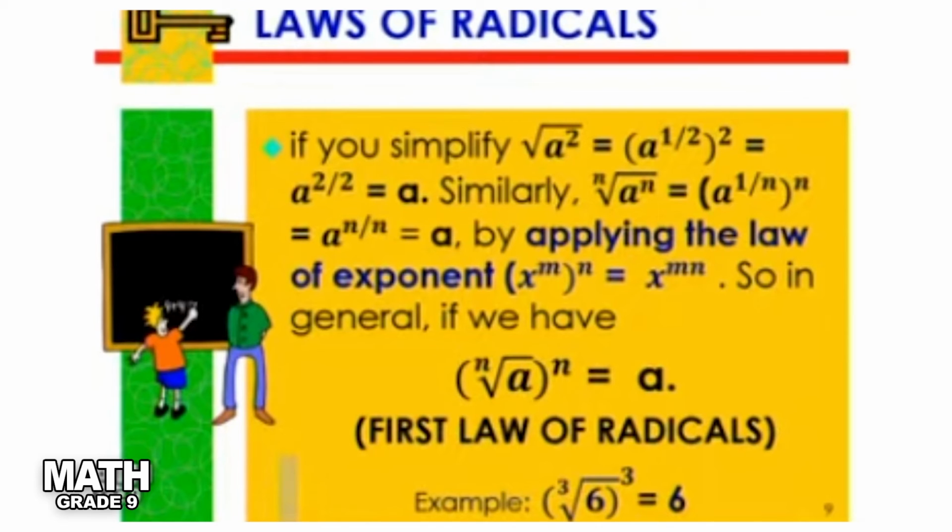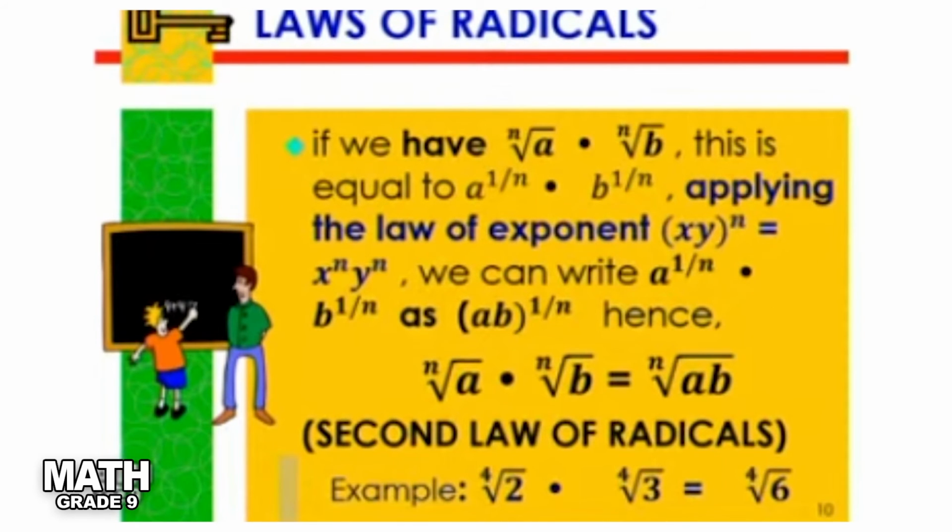Next, if we have the nth root of A times the nth root of B, this is equal to A raised to 1 over n times B raised to 1 over n. Applying the law of exponent, which is the quantity of x times y raised to n is equal to x raised to n times y raised to n, we can write A raised to 1 over n times B raised to 1 over n as the quantity of A times B raised to 1 over n.